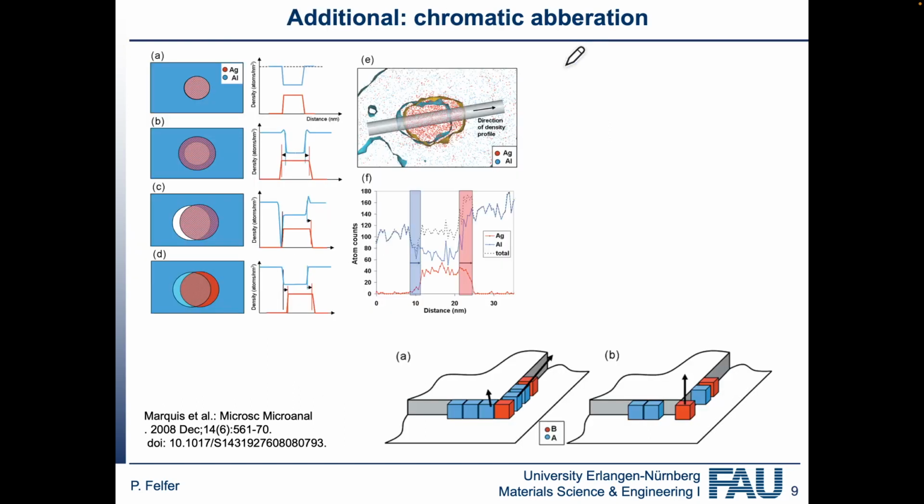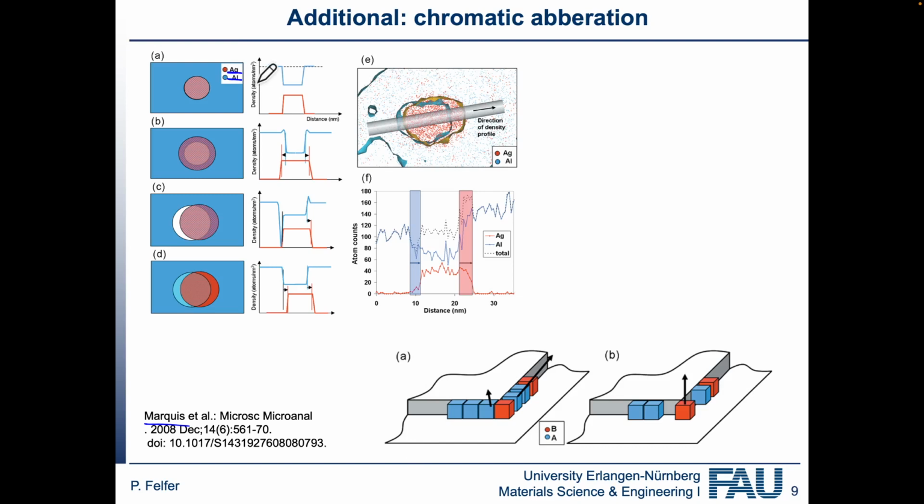But for certain species, we observe that this is not exactly the case. This is a paper by Emmanuel Marquis and François Vaurpillot. It's already a couple of years old now. What they were looking at was aluminium and silver. So silver precipitates in aluminium.